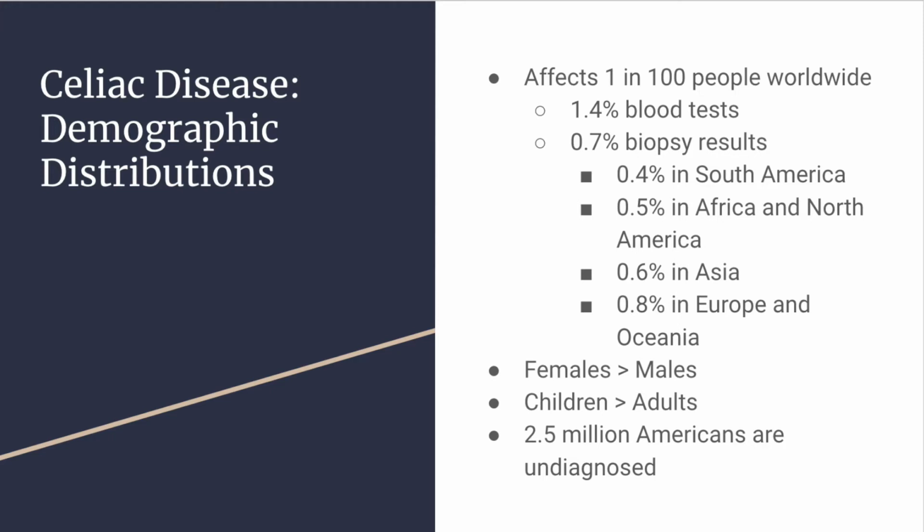The prevalence was higher in female than male individuals and was significantly greater in children than adults. From these findings, it can be determined that the prevalence of celiac disease varies with sex, age, and location. In the United States, there are currently 2.5 million Americans with celiac disease who are currently undiagnosed and at risk for long-term complications associated with the disease.